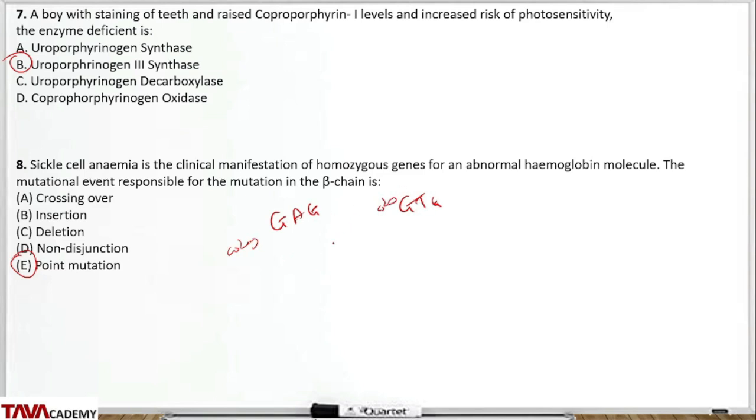So when mRNA was made and the whole process of transcription and translation happened, we found out that the normal codon that was to code for glutamate was no longer coding for glutamate. Instead, it was coding for valine. So this was the problem that happened.